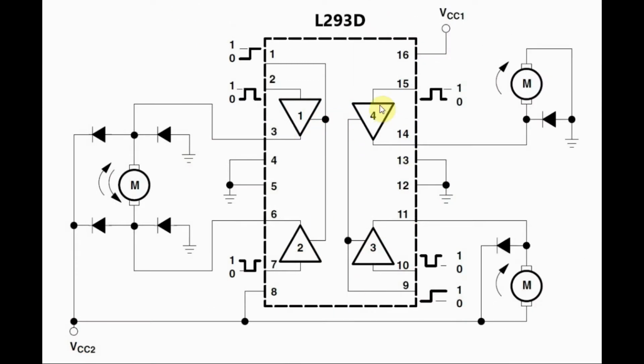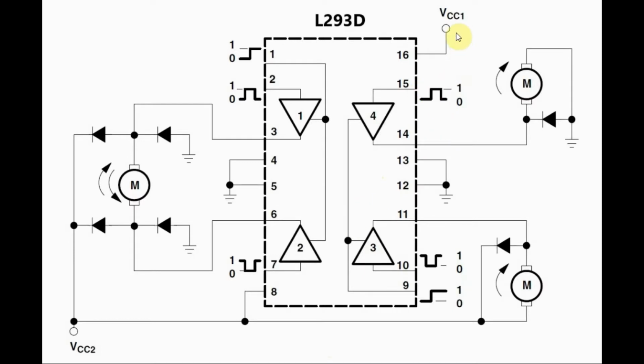This IC has 4 driver channels to handle 2 DC motors. So each motor can be driven in either clockwise or counterclockwise direction. In this video, channels 3 and 4 will be used to connect one DC motor to the IC.